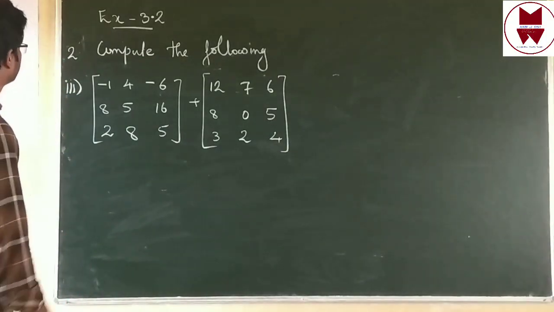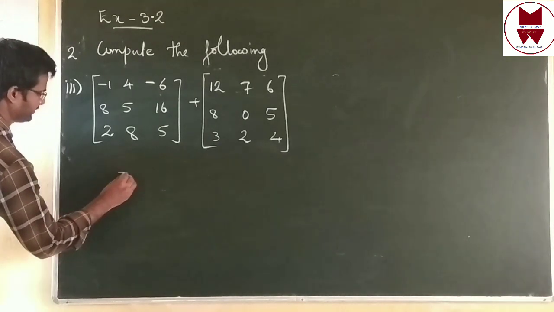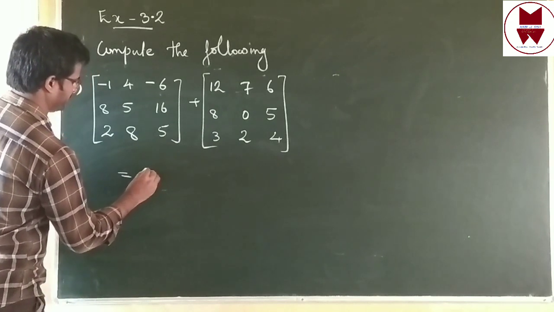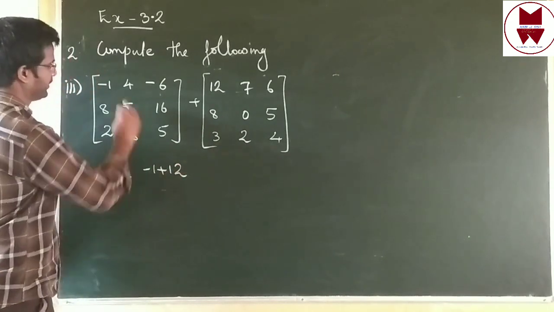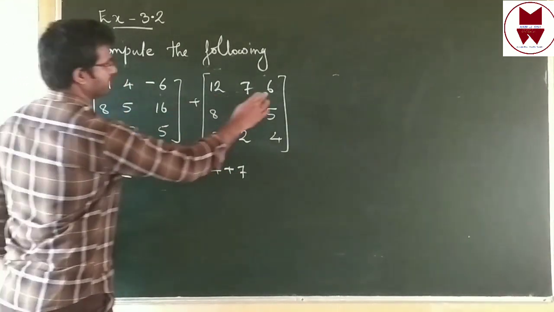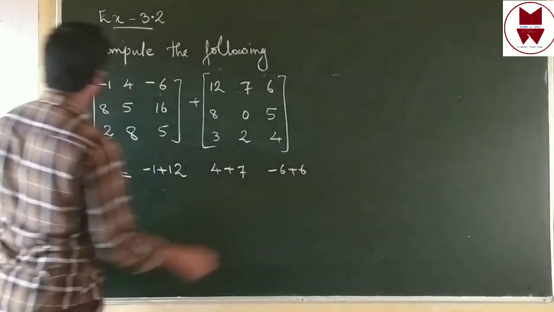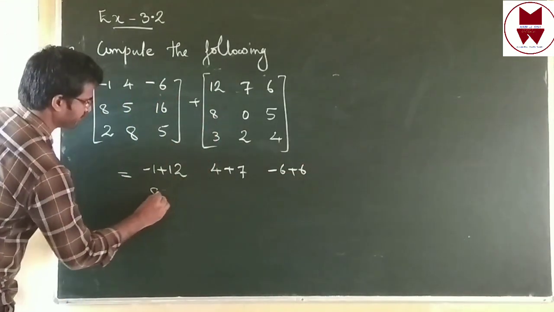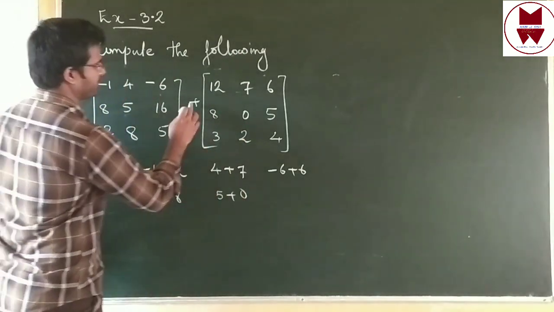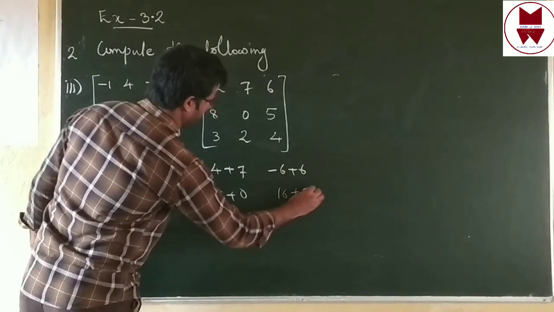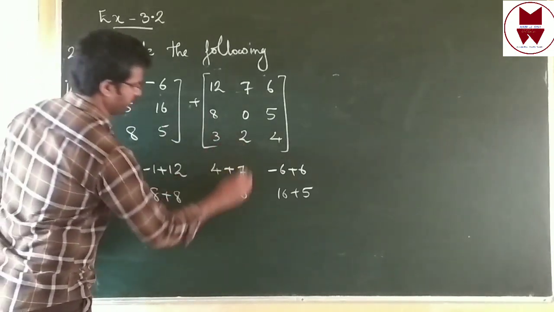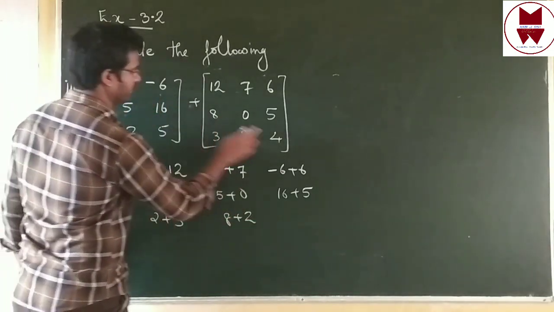Number 3, two matrices are given. Just add corresponding elements: first minus 1 plus 12, then 4 plus 7, then minus 6 plus 6, then 8 plus 8, then 5 plus 0, 16 plus 5, now 2 plus 3, 8 plus 2, 5 plus 4.